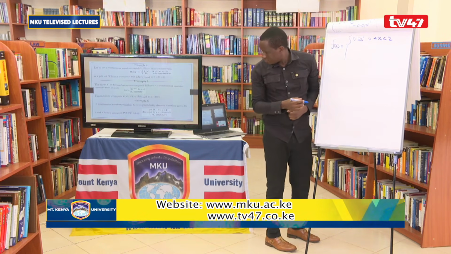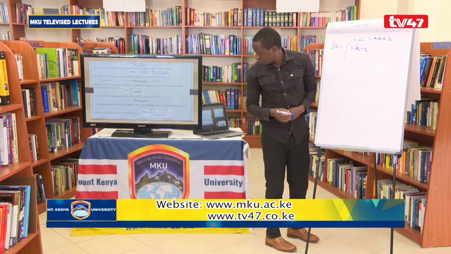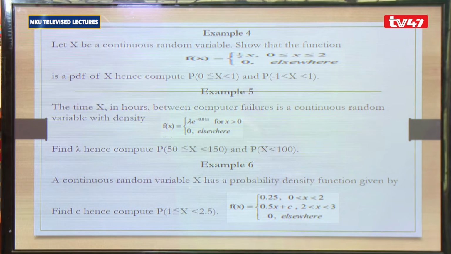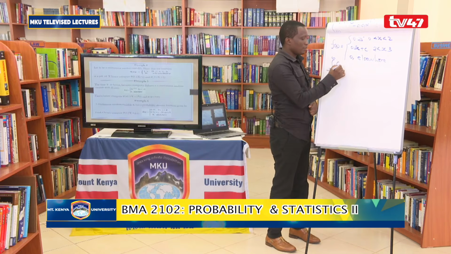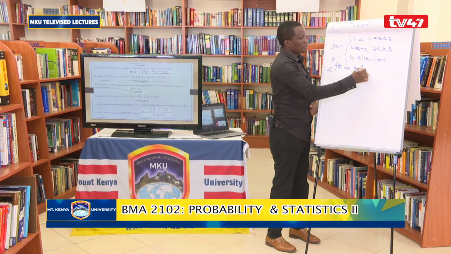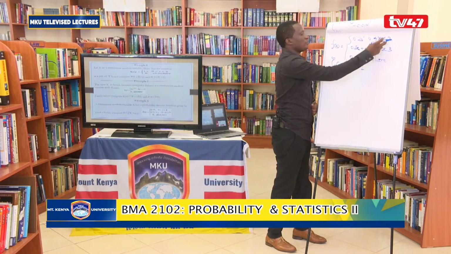Then we have another expression, 0.5x plus c, when x lies between 2 and 3, and it's 0 for any other interval. So first, you have to find the value of c. As we've said, for you to be able to get this, you need to apply the property that for any PDF, the integral from negative infinity to infinity, that is over all values of x, dx, should be equal to 1. So we need to integrate each of these with respect to the corresponding intervals.